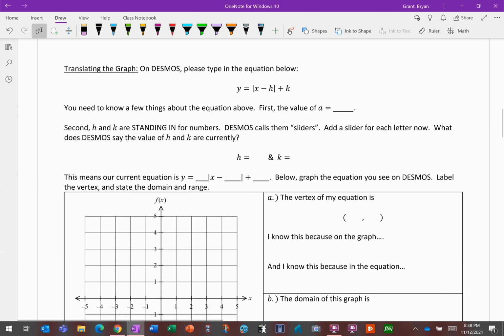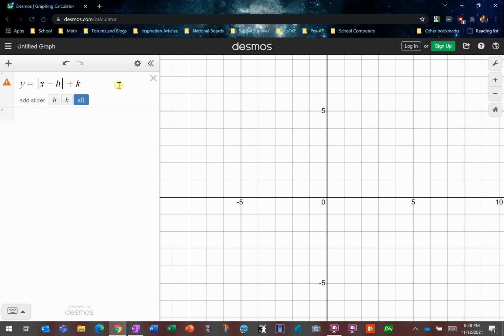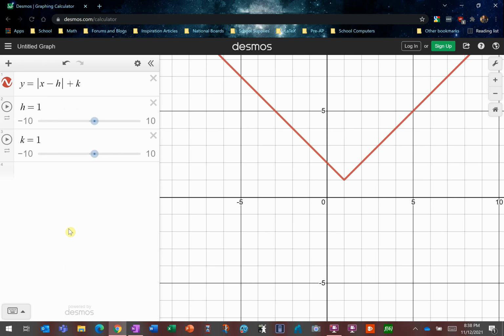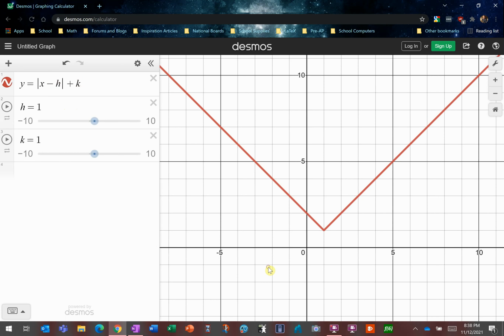We need to know a few things about the equation above. First, the value of a, and as a reminder, a is like the slope. The guy that's hiding here is going to be 1. Second, h and k are standing in for numbers, right? Clearly they are not numbers, they're letters right now. And what we're going to do is add what are called sliders. Sliders are going to assign a temporary value for both h and k. So you could either click h and then click k, or you could say add sliders for each. Now we have a graph that's shown up.